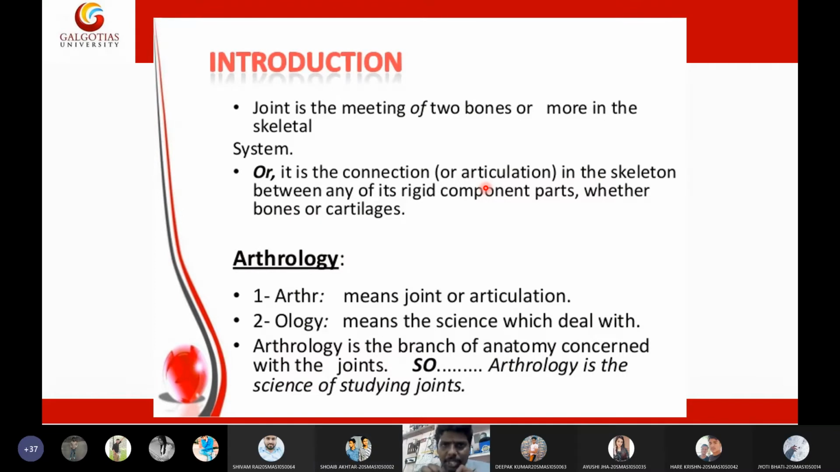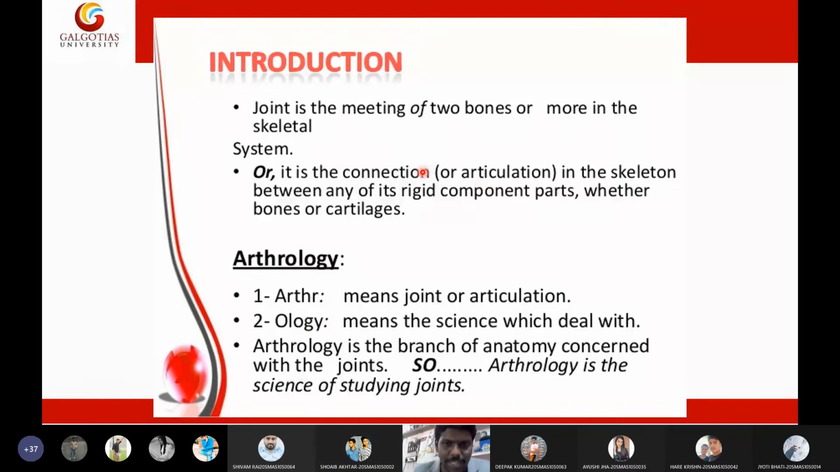So this is the basic definition of a joint. A joint is a place where two bones meet, or it can also be termed an articulation point where two things are connected. Two rigid components, either bones or cartilage. This is the basic definition of a joint.